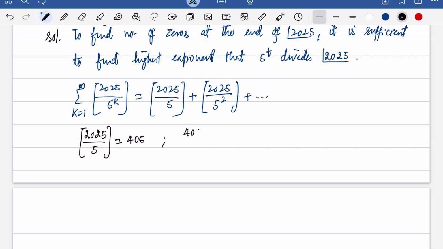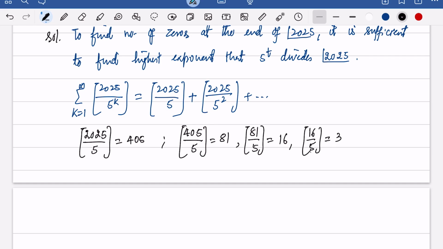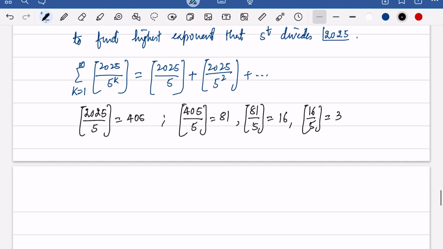Now divide this 405 by 5, this is equal to 81. Now divide 81 by 5, this will be equal to 16. Now divide 16 by 5, this is equal to 3. So once we obtain a number less than 5, we have to stop. And now add these numbers: 405 plus 81 plus 16 plus 3. So this is the required highest exponent of 5, that 5 power t divides 2025 factorial. So this is our value of t.